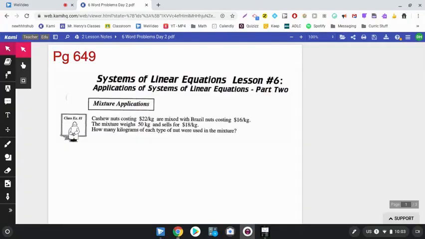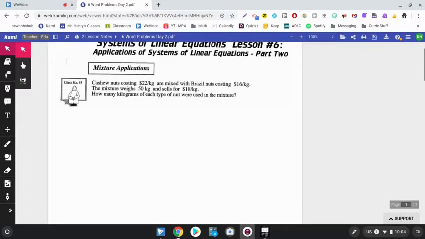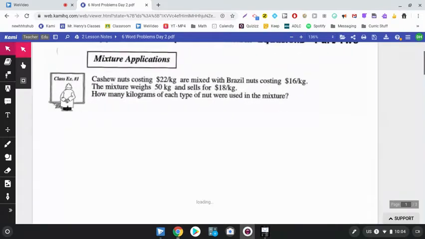Okay, page 649. We are looking at some more word problems. Like I said at the start, these are definitely some advanced word problems. The first one, not as much, but the second one is pretty tricky. Neither of these is something I would ask on an exam for this year, but looking at the 20-1 level, it's definitely within grasp. So let's look at the first one, which is a mixture.